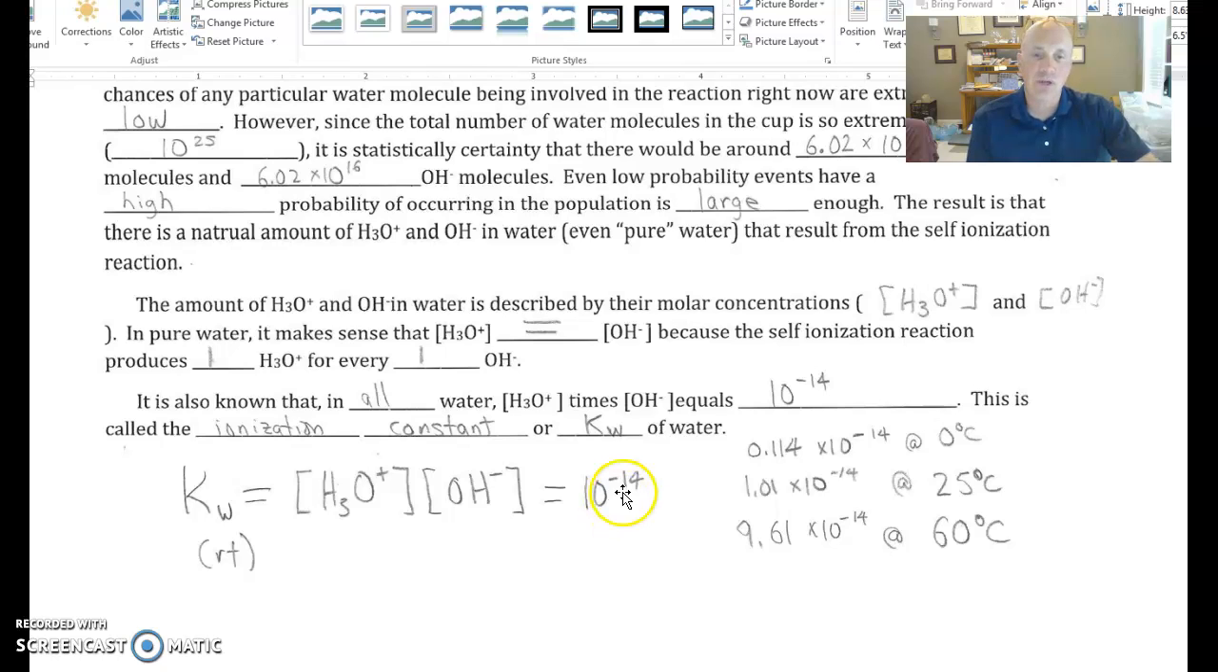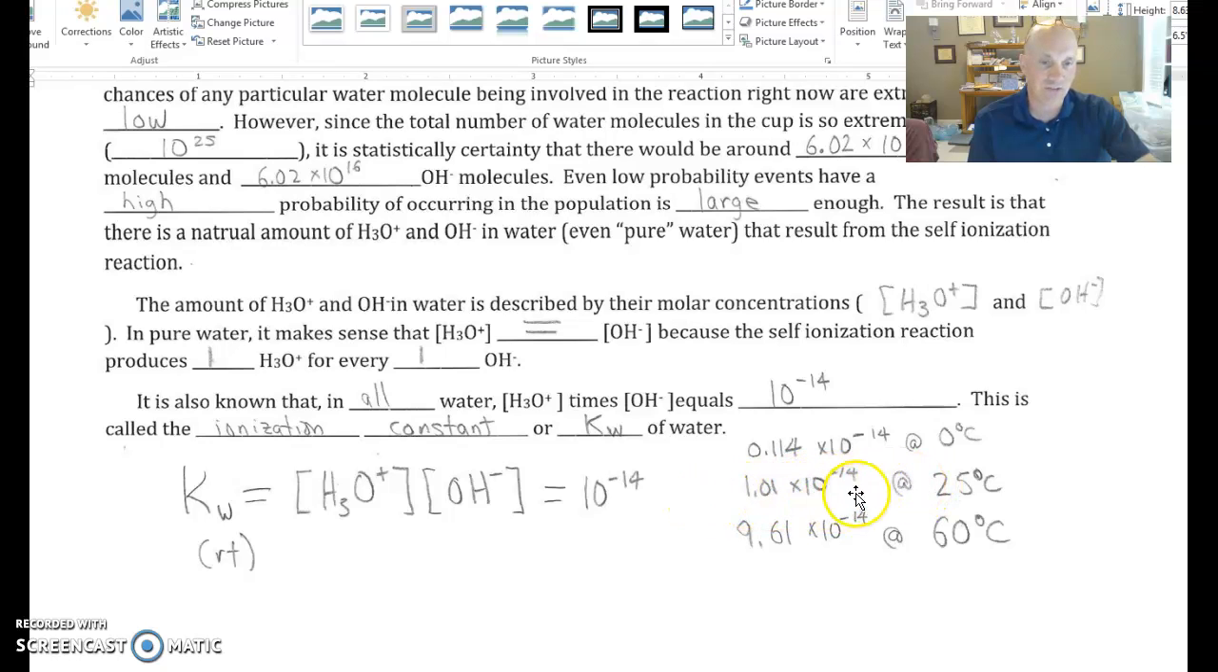All right. So the thing about this is that there is a temperature dependence on this. The reason that we tend to say that it's 10 to the minus 14th is we're typically talking about water at close to room temperature. Most water that you're going to deal with, unless you've chilled it down or heated it up, is going to be about that temperature. So the specific number would be 1.01 times 10 to the minus 14th at that particular temperature.